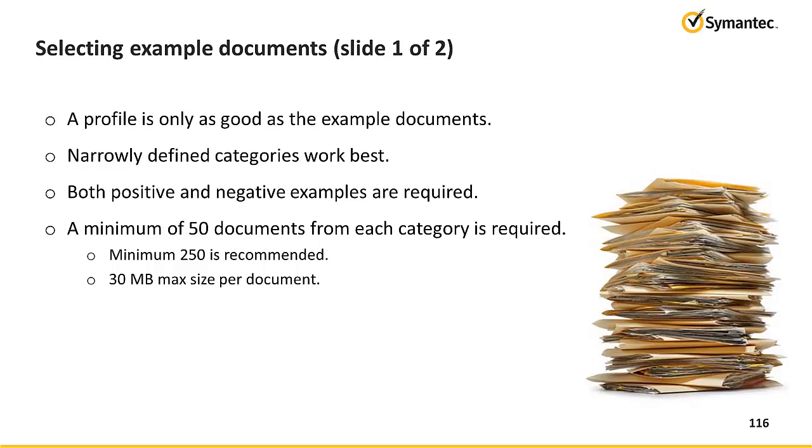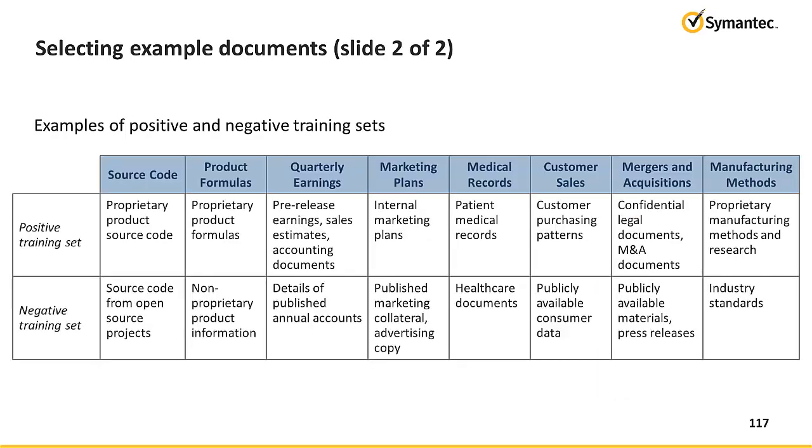Both positive and negative examples are required, and the ideal negative training set shares some relationship with the positive set. For example, the negative training set can be part of a broader category. The system requires a minimum of 50 documents of each category. However, Symantec recommends a minimum of 250 documents, and that all documents be more or less equal in number and total size, with the maximum size not exceeding 30 megabytes per document. This table lists some example categories and possible positive and negative training sets for each category.